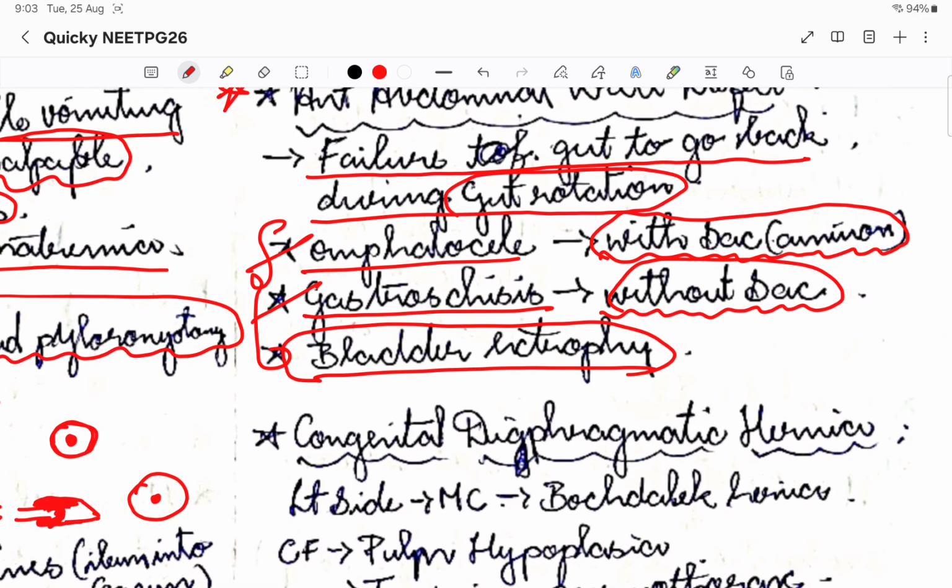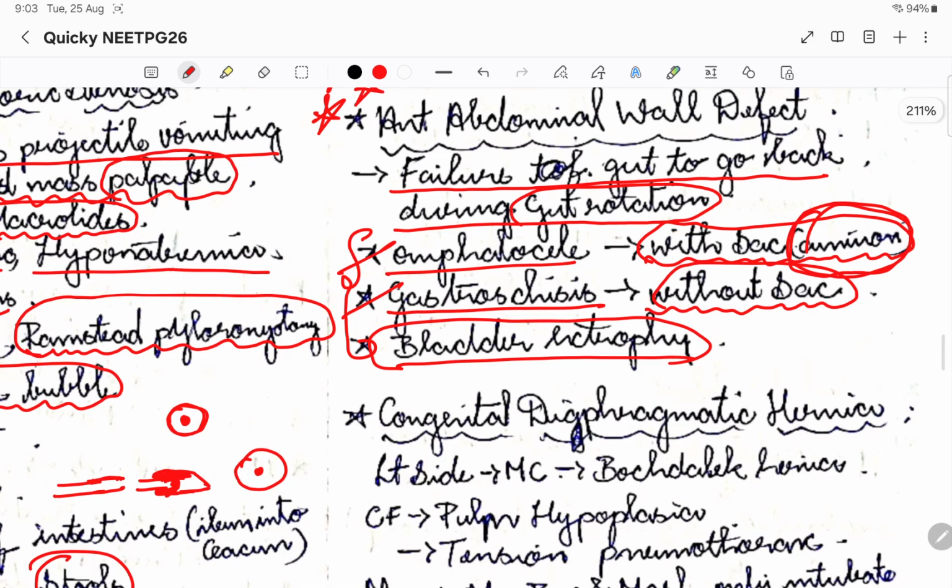And one more thing they asked was, in omphalocele, the sac is there, right? What is the covering of the sac? It is the amnion. Okay, that's it.